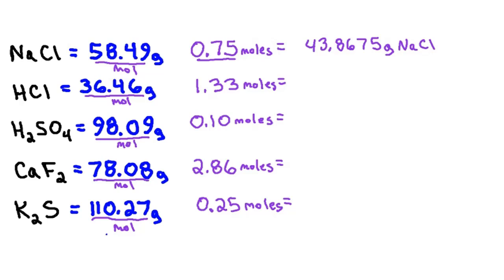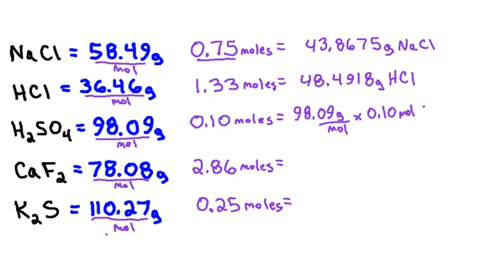Same with hydrochloric acid. If we have 36.46 grams per mole, but we have 1.33 moles, we just multiply that and we're going to get 48.4918 grams of hydrochloric acid. Sulfuric acid, same thing. We have 98.09 grams per mole, and we have 0.10 moles. So if we multiply that together, 98.09 times 0.10 is 9.809 grams of sulfuric acid.